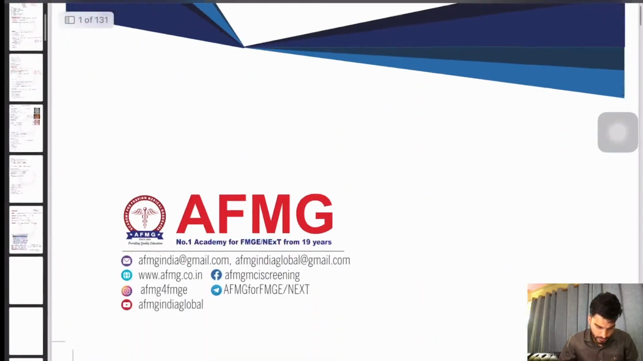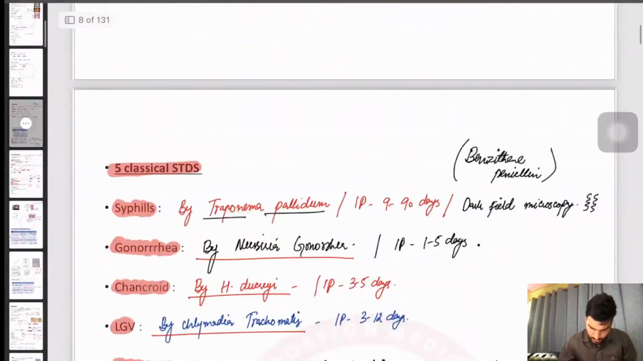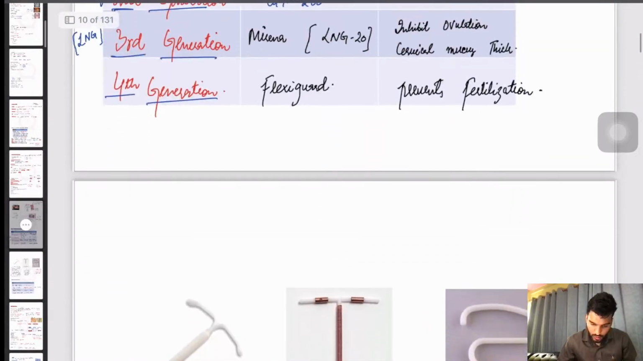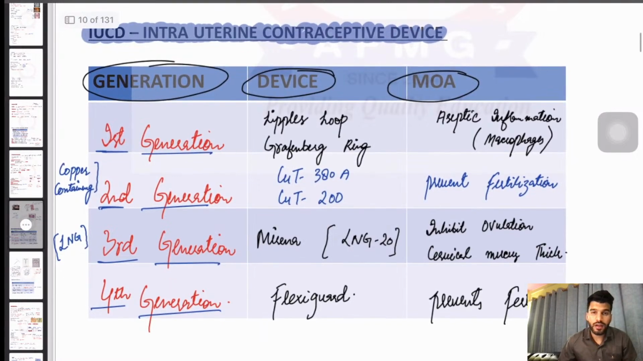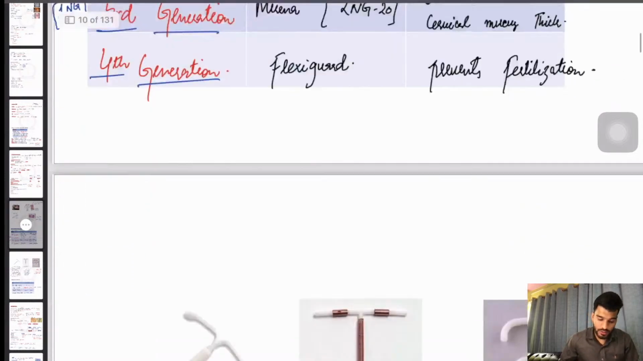Let me show the picture from the contraception. All these are the generations: first, second, third, and fourth. Lippes loop and Grafenberg ring are in the first, Flexigard is in the fourth, copper containing is second, and hormonal containing is third generation.